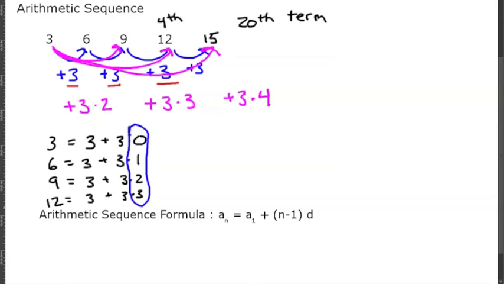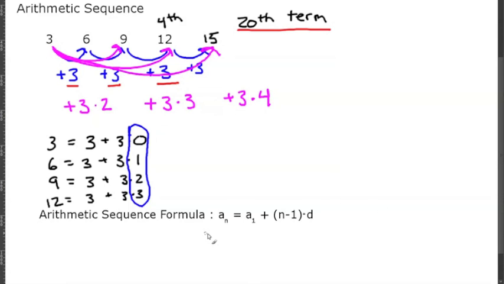We could say that the arithmetic sequence is a sub n, where n is your term, equals the first term, which is a sub 1, because 1 stands for the first, plus n minus 1. So your term minus 1, and that is multiplied to d. And you can see that we can use that formula to find the 20th term.